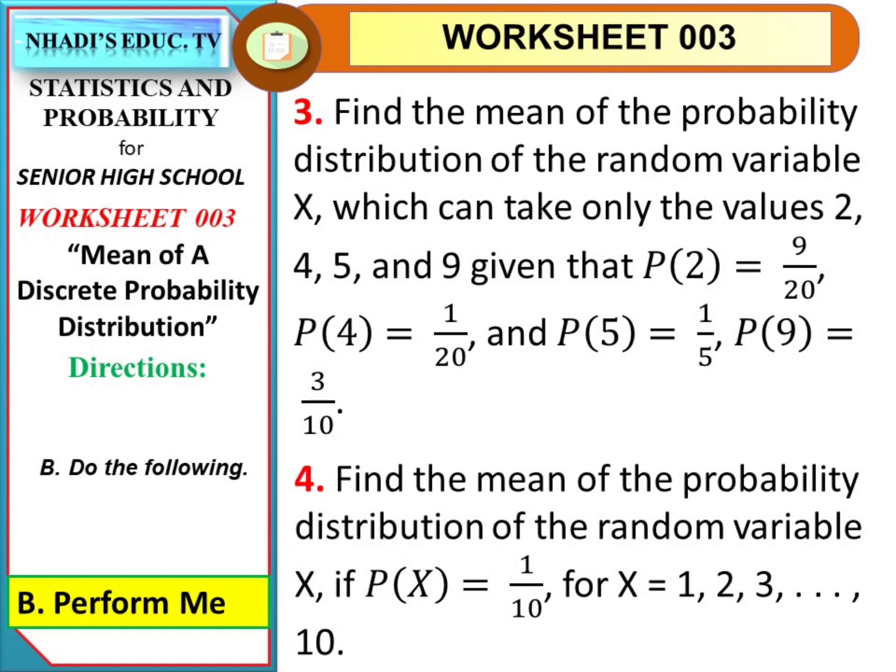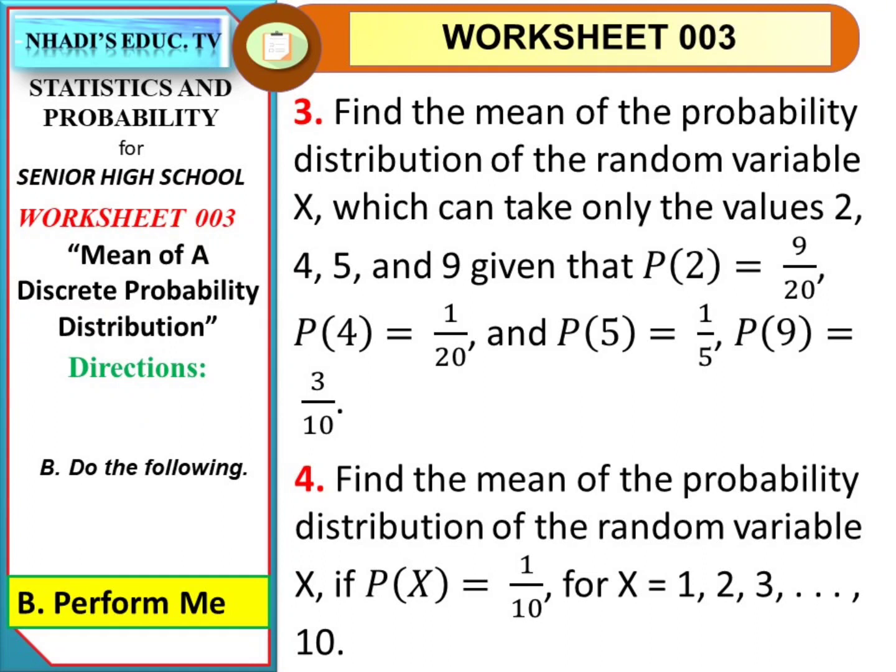Number 3, find the mean of the probability distribution of the random variable x, which can take only the values 2, 4, 5, and 9. Given that the probability of 2 equals 2 over 20, the probability of 4 equals 1 over 20, the probability of 5 equals 1/5, and the probability of 9 equals 3 over 10.